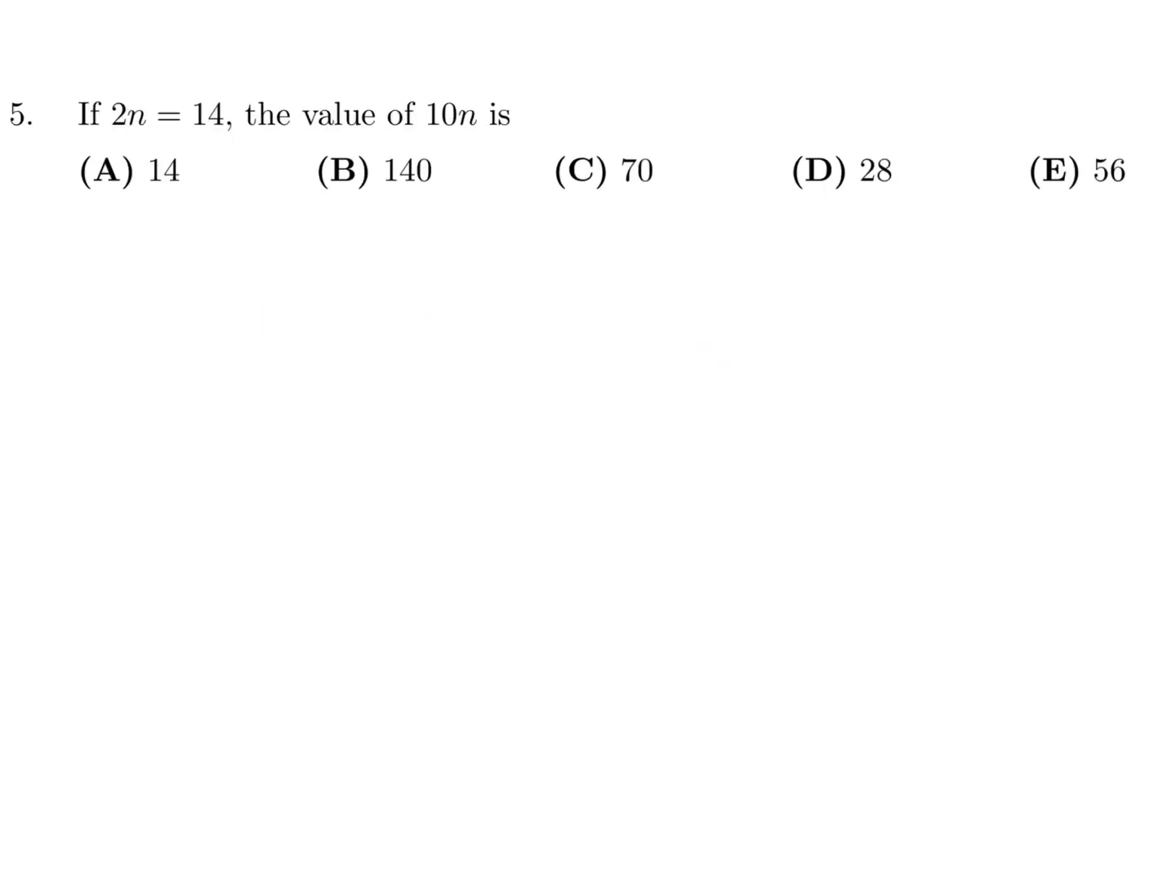If 2n is 14, what is the value of 10n? So 2n is 14, so therefore n is 7. And therefore 10n would be 10 times 7, which is 70. So number 5 is C.